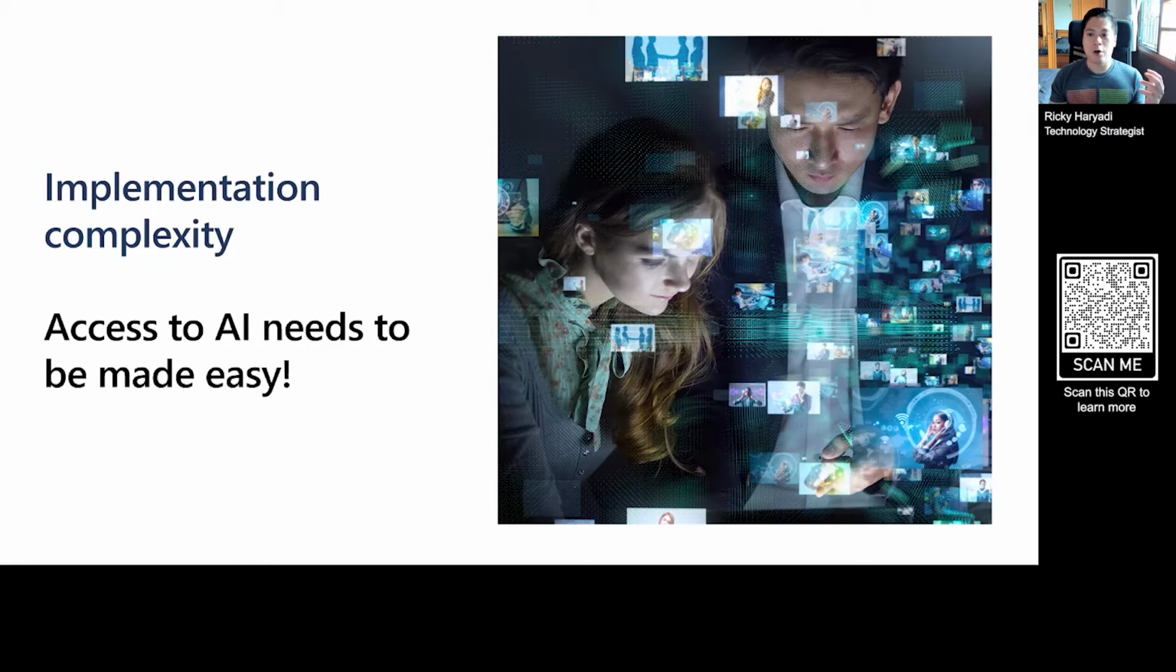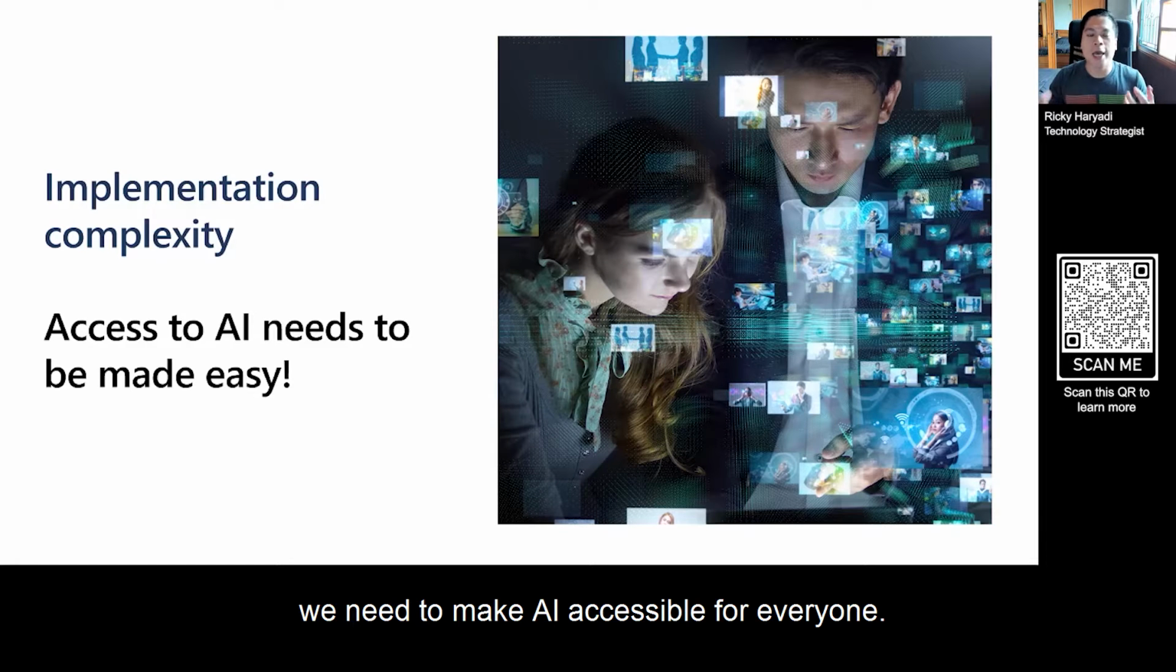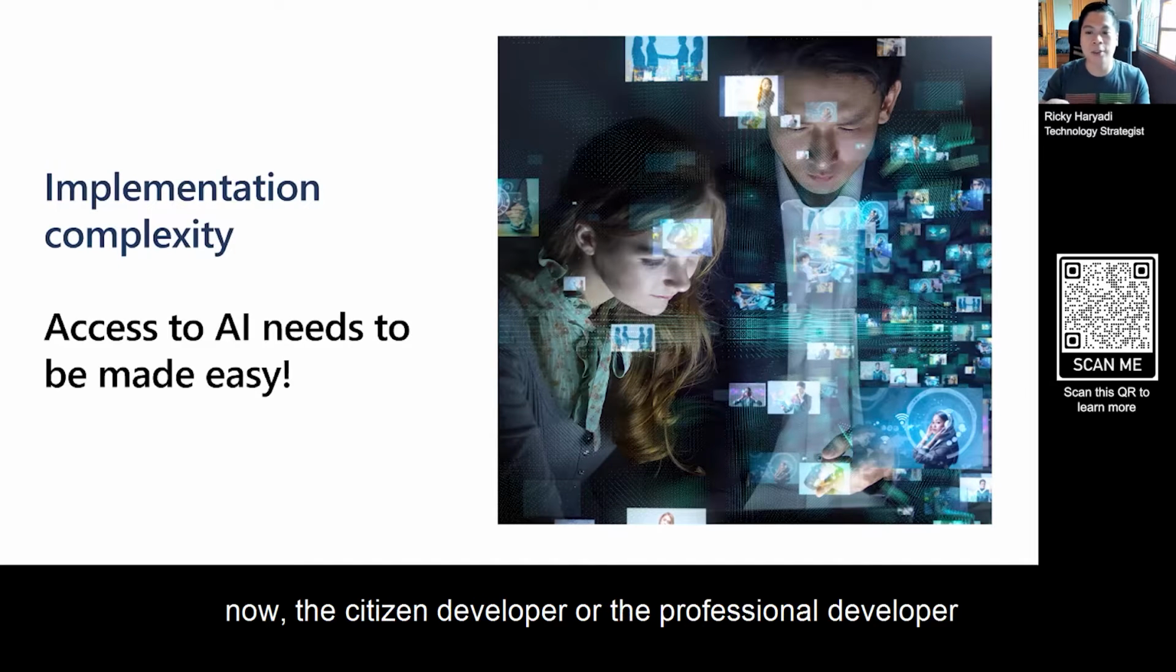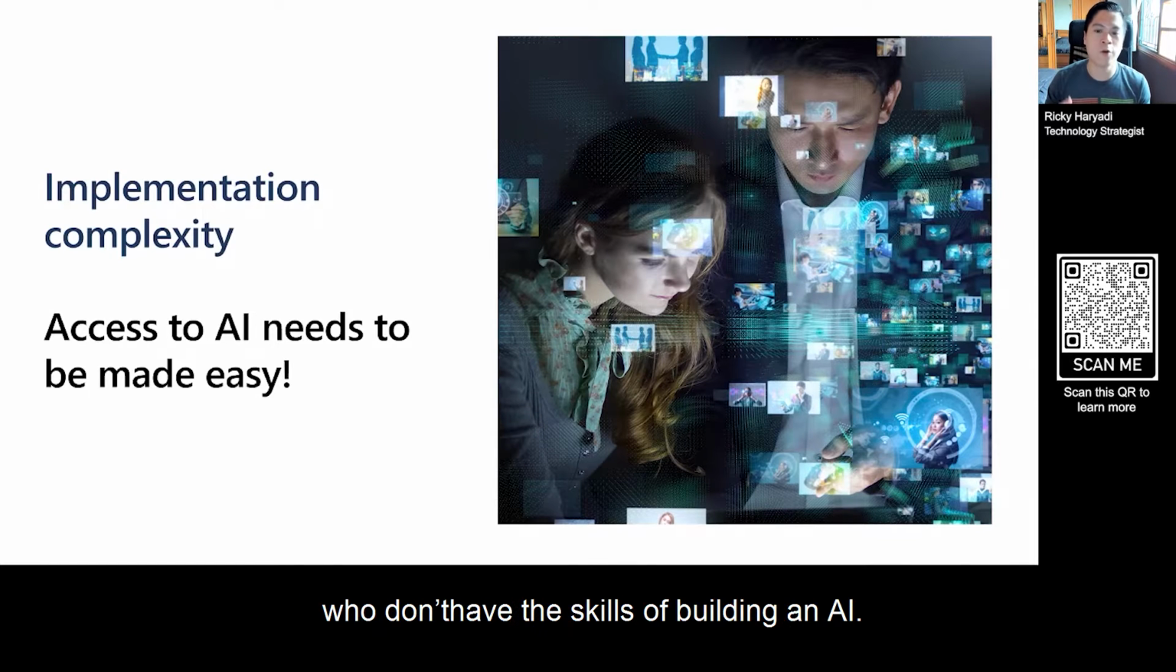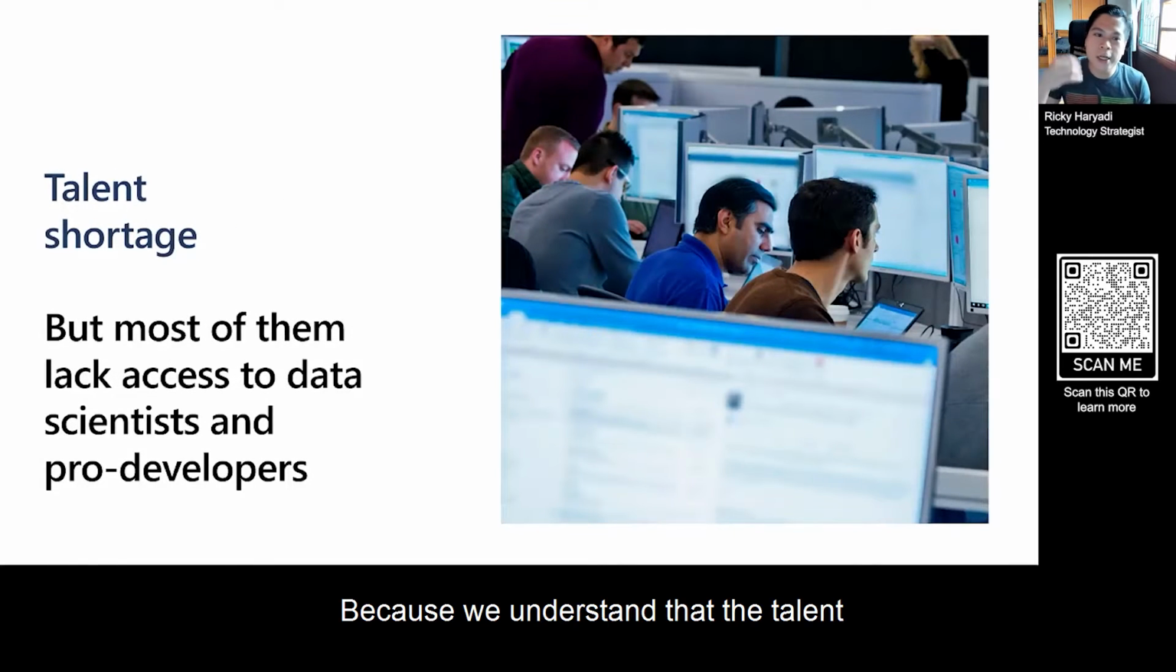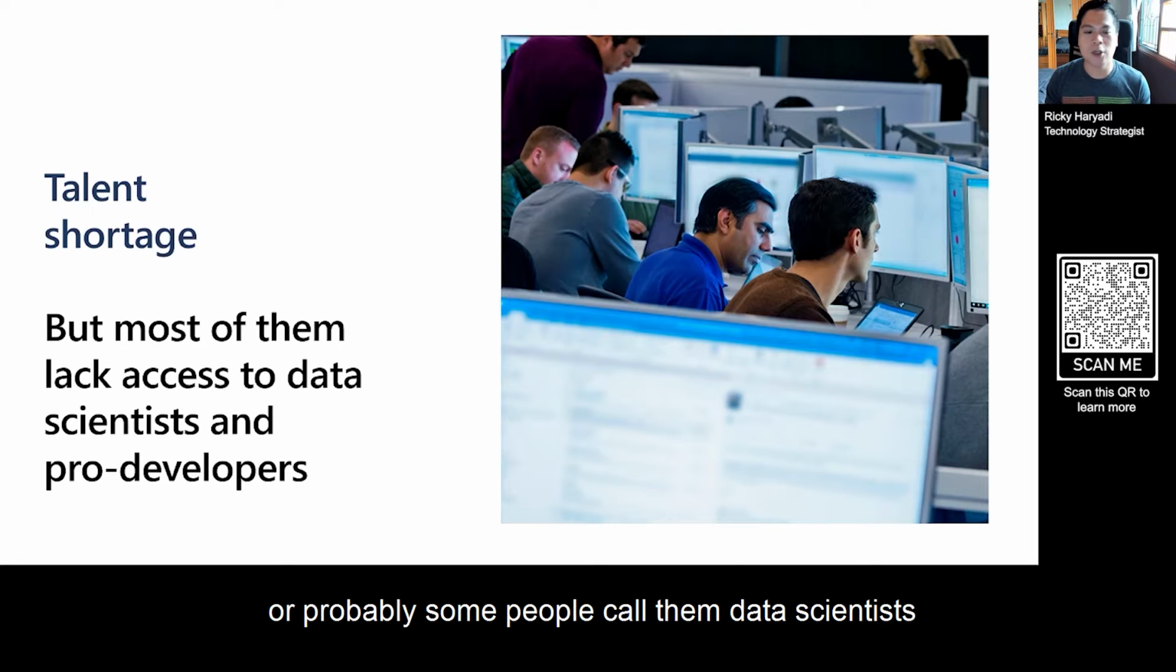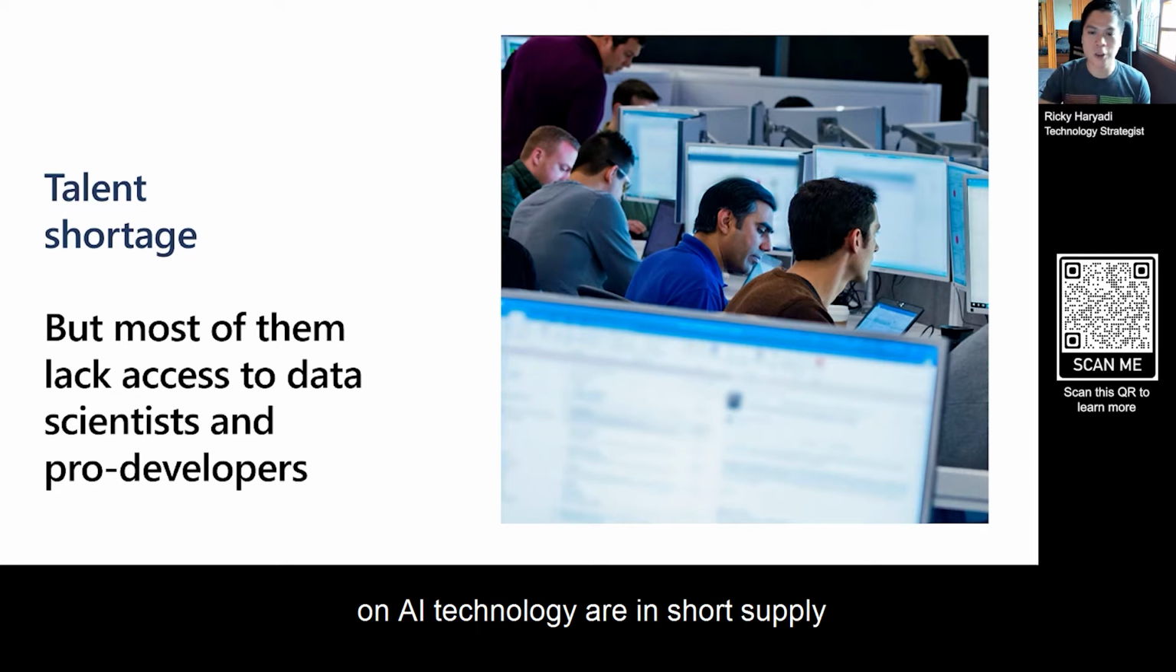First, we know that we need to make AI accessible for everyone. We need to make AI easy to use and easy to build for everyone, including us, the citizen developer or the professional developer who doesn't have the skills of building AI. Why? Because we understand that the talent who can really build AI from scratch, or probably some people call them data scientists or professional developers focusing on AI technology, is really in shortage, if I may say, right?